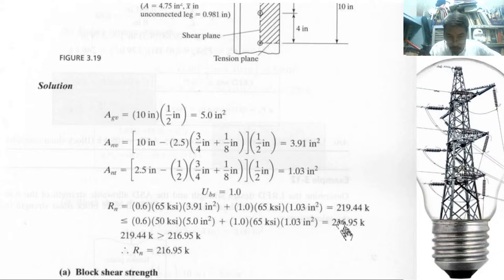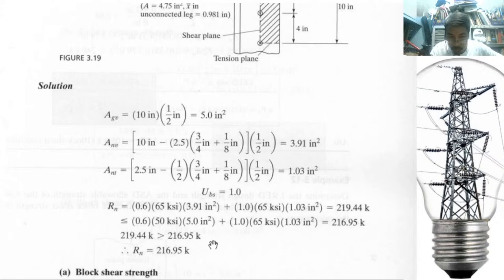So which one is greater? Since 219 is greater than 216, therefore our answer would be 216.95. Okay, so that is how we do it.